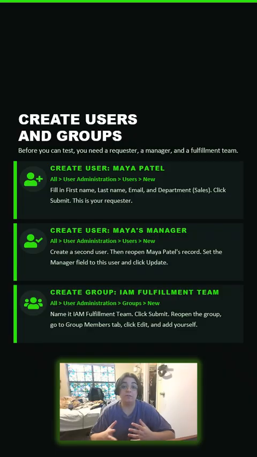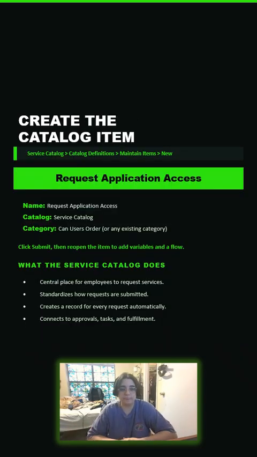But now that we have people and our groups exist, we can build the actual form that Maya is going to use. So let's do that. The form Maya uses is what we call in ServiceNow a catalog item. A catalog item is a request form inside ServiceNow. In this lab, we're just creating one for application access.